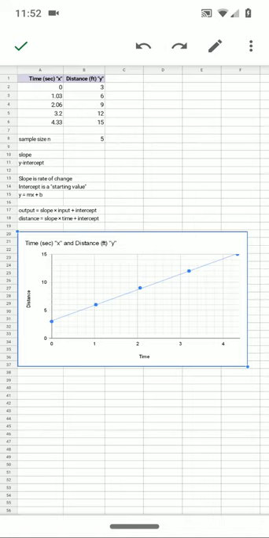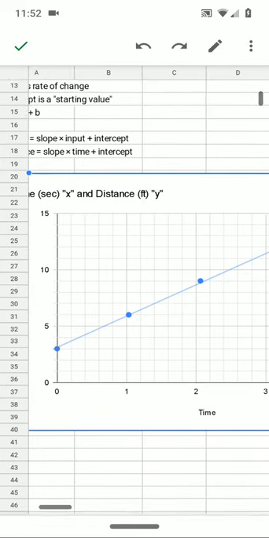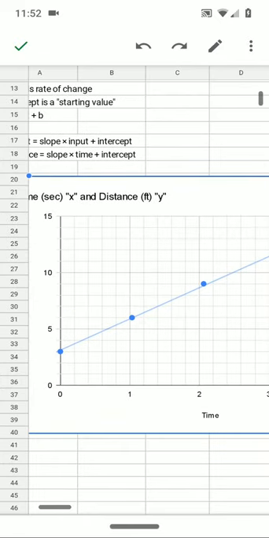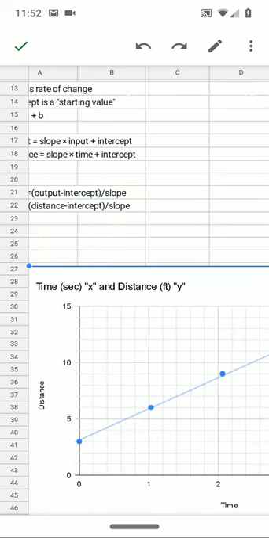So I've used the desktop version to add a grid to this. And one can see that if one picked a time between 1 and 2 seconds, say about 1.5, one would come out somewhere up around 7.5 or so feet. The distance is in feet. So that's the use of these things. They allow us to make predictions.